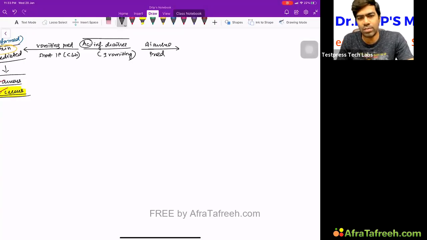So now you can further split into two, whether the patient is having blood in stools or whether the patient is not having blood in stools.